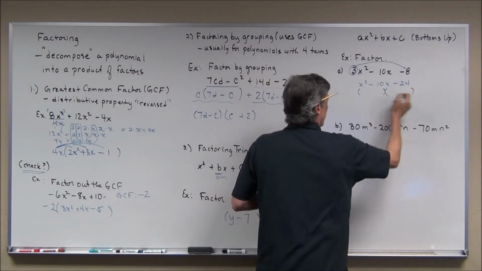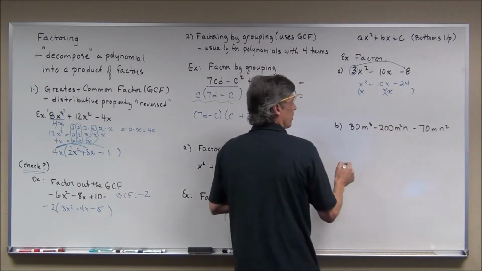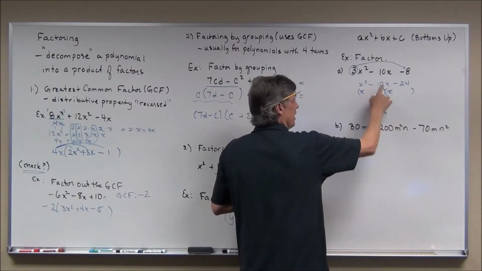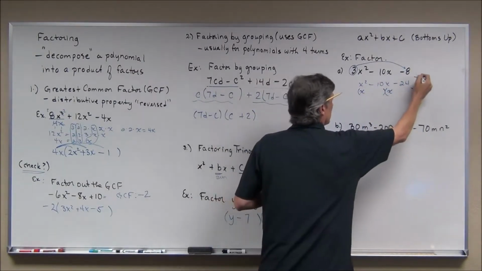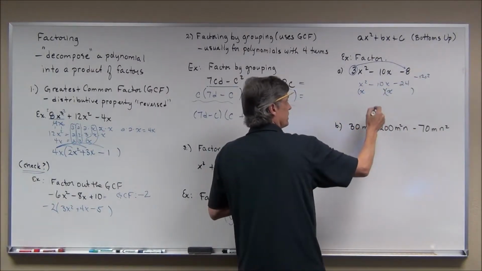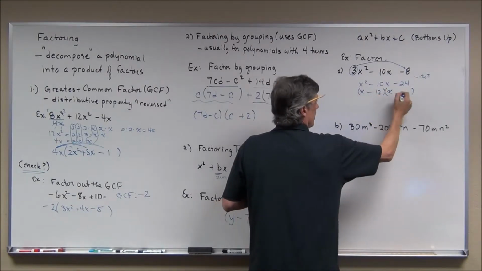So I'm going to break this down with an x and an x. And I'm going to look for two numbers whose product is negative 24 and whose sum is negative 10. And I'm thinking negative 12 and positive 2. After you do a few of these, you can get pretty fast at it. So I'm going to write a minus 12 and a plus 2.